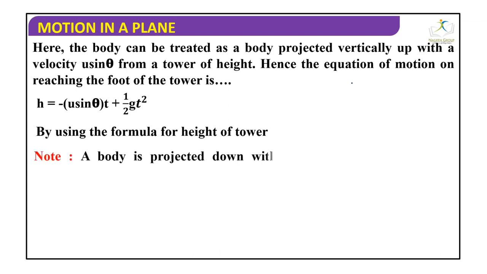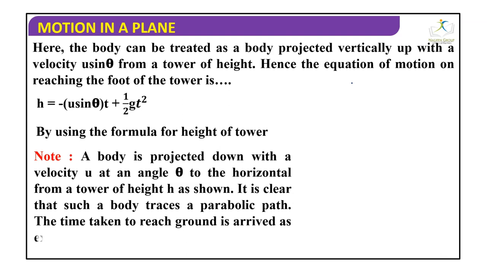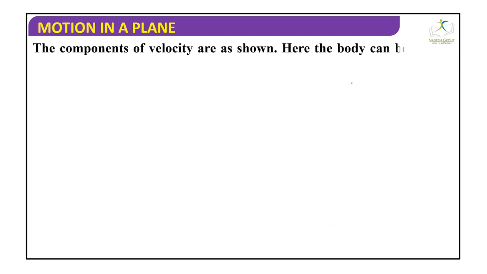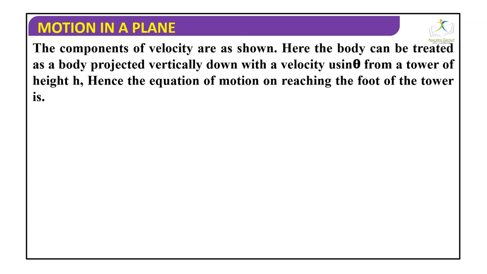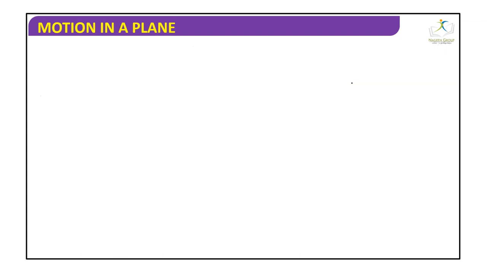Formula for the height of the tower: we have to note that a body is projected down with a velocity u at an angle theta to the horizontal from a tower of a height h as shown. It is clear that such a body traces a parabolic path. The time taken to reach the ground is derived as explained below. The components of the velocity are as shown. Here the body can be treated as a body projected vertically down with a velocity u sin theta from a tower of height h. Hence the equation of motion on reaching the foot of the tower is h is equal to u sin theta times t plus half g t square. Using s is equal to u t plus half g t square, where u is equal to u sin theta.